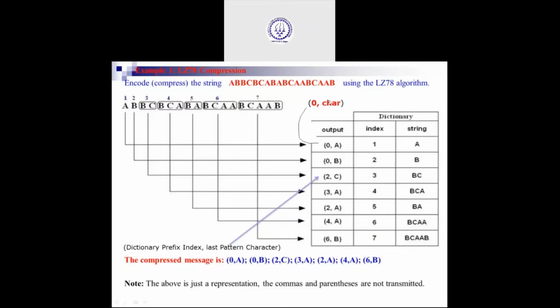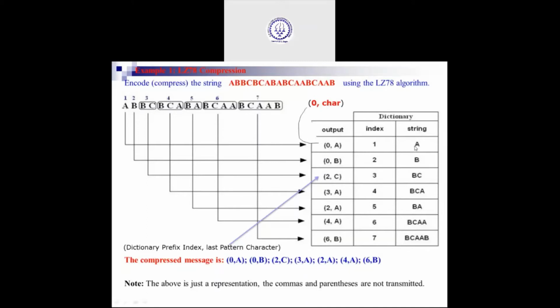Now I want to generate the output code by using the LZ78 algorithm. So how am I going to create this output code? The output code is very simple. I have to take the last character of the string, which is going to be my innovative bit over here, and in the first part I have to take the index of that particular character.